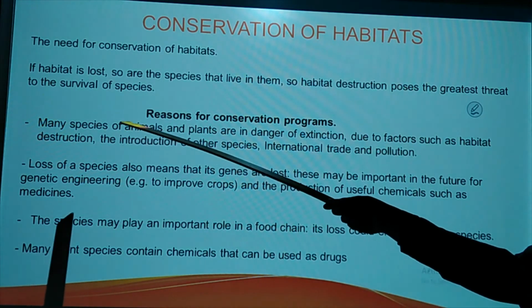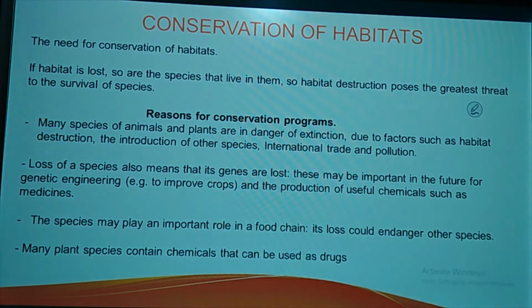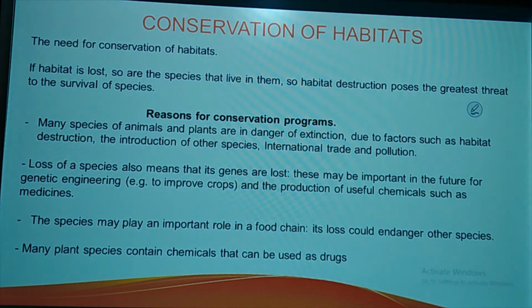Number one, many species of animals and plants are in danger of extinction. I'm sure you know what extinction means. Extinction means we don't have them again. At a point, we will not have them again. For instance, even now, we only hear about some animals. We don't have them. We can't see them. Okay, they've gone into extinction. So we need to conserve, okay, so we don't put animals and plants in danger of extinction, due to factors such as habitat destruction, introduction of other species, international trade, and pollution.